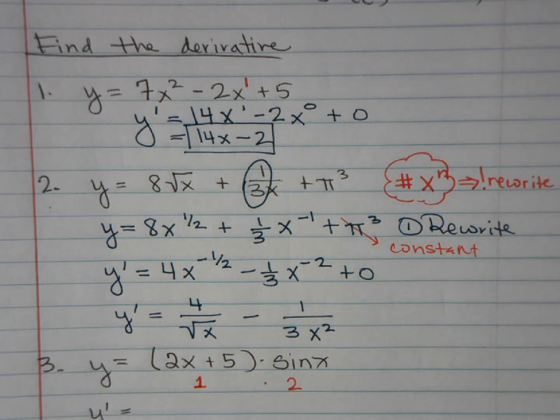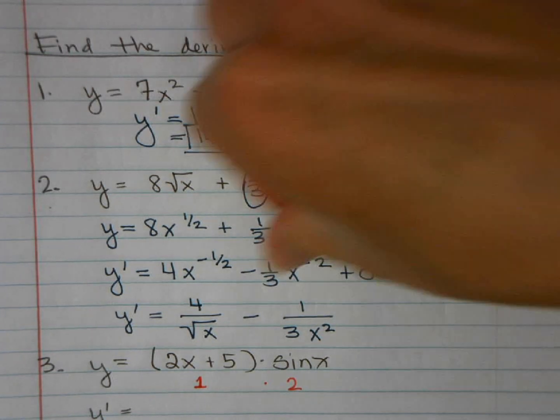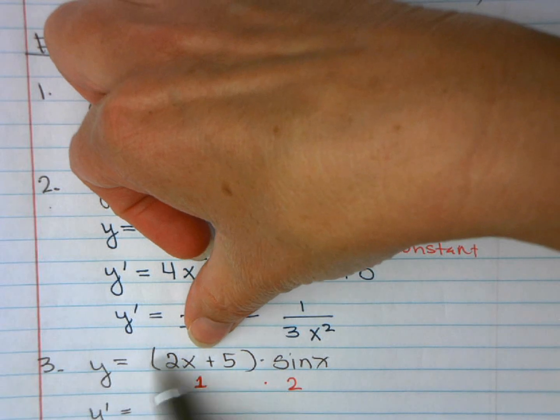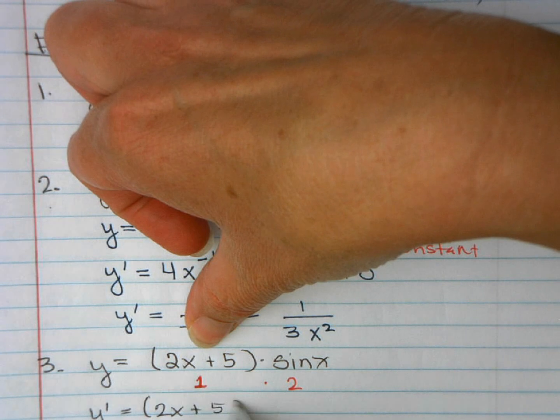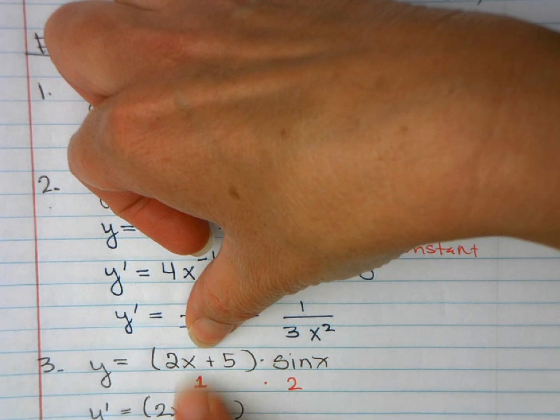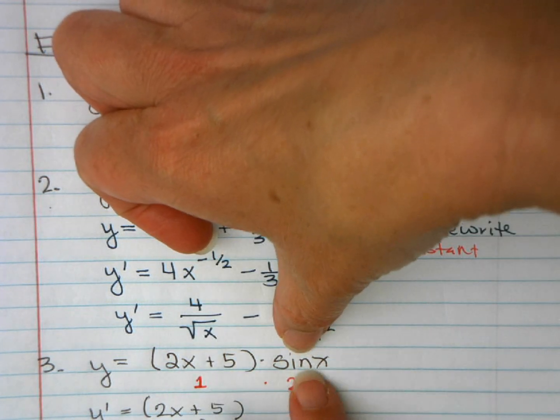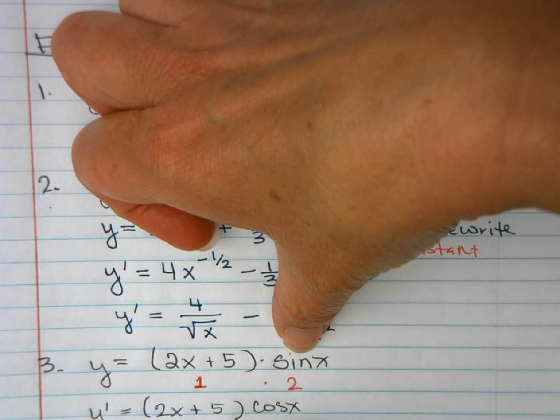So y prime, so product rule, 1d2 plus 2d1. So here's 1, so equation 1. I leave that guy alone, exactly the same. Because this one's left alone, then the other one I have to take the derivative of. So the derivative of sine is cosine.